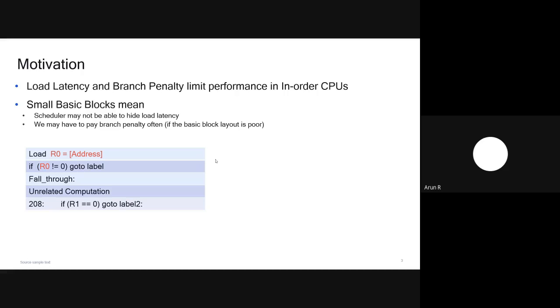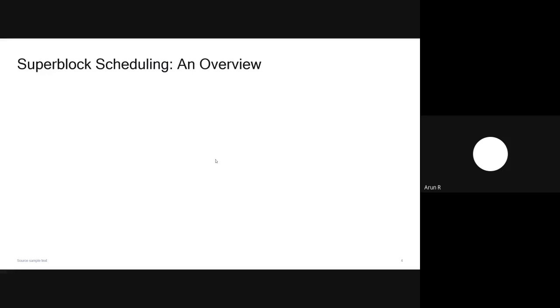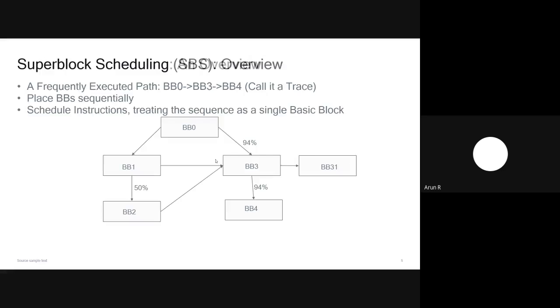So that's the point I wanted to make: the significance of load use penalty and taken branch penalty. Is there any question? Okay, I'll move ahead and let's see what Superblock scheduler can offer.